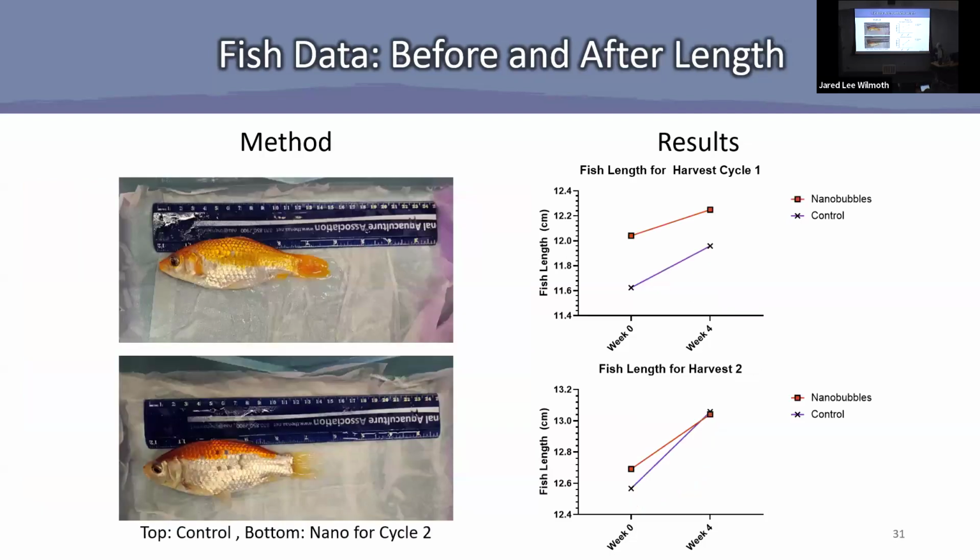Similarly, for the length, we see that in both harvest cycles, the fish increased in length, more so in harvest cycle 2 than harvest cycle 1. And to the side, you see how we were measuring the fish. The top is from a control tank. This is from one of the nano tanks. And so these two data suggest that there is definitely a lot of variability with regards to adding the treatments to these tanks.